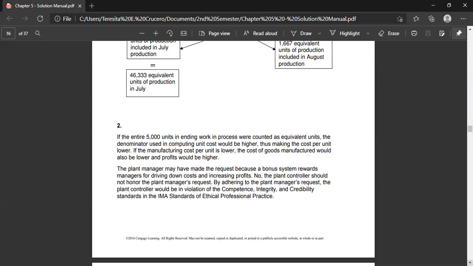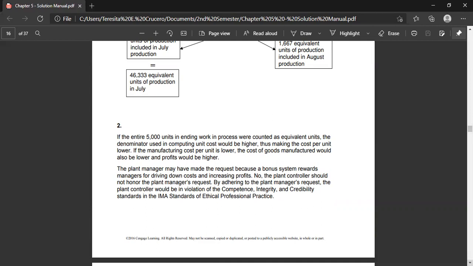By adhering to the plant manager's request, the plant controller would be in violation of the competence, integrity, and credibility standards in the IMA standards of ethical professional practice. Now we go to the next problem.